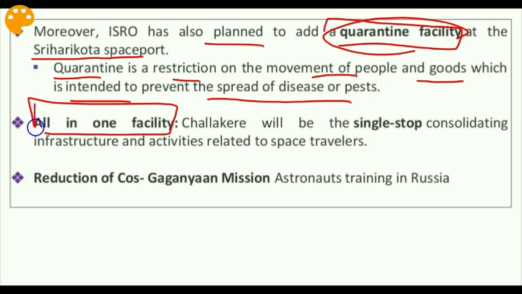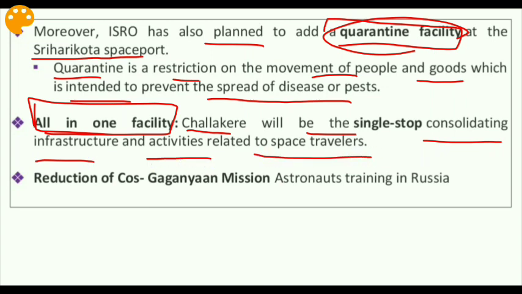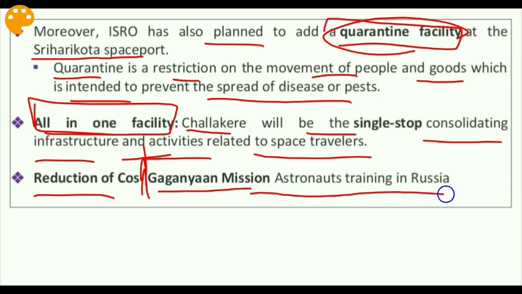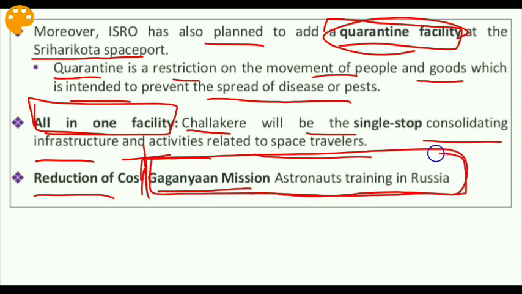That is why it is mentioned, because Challakere will be the single stop consolidating infrastructure and activities related to space travelers. Then how will establishing the facility at Challakere help us? Because cost reduction would be there. And also suppose in the Gaganyaan mission, astronaut training has taken place in Russia. But that thing will take place in India. So that will be a help to us.